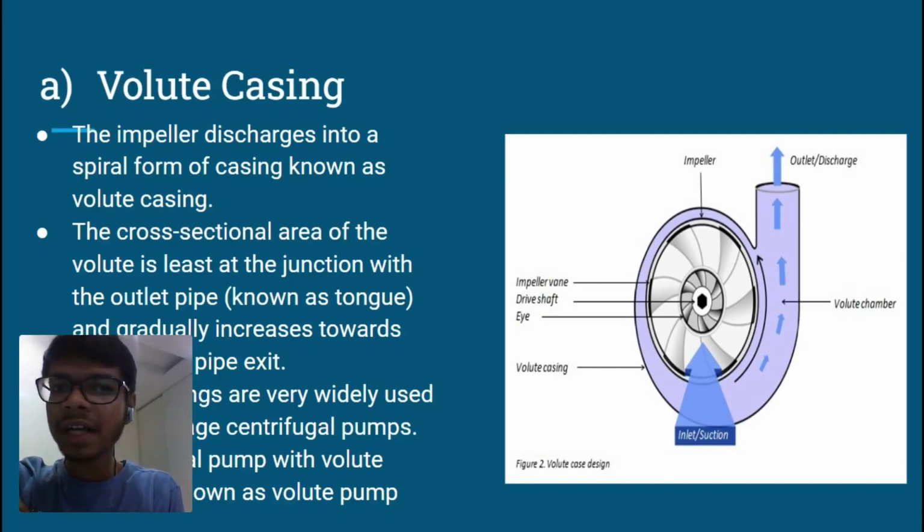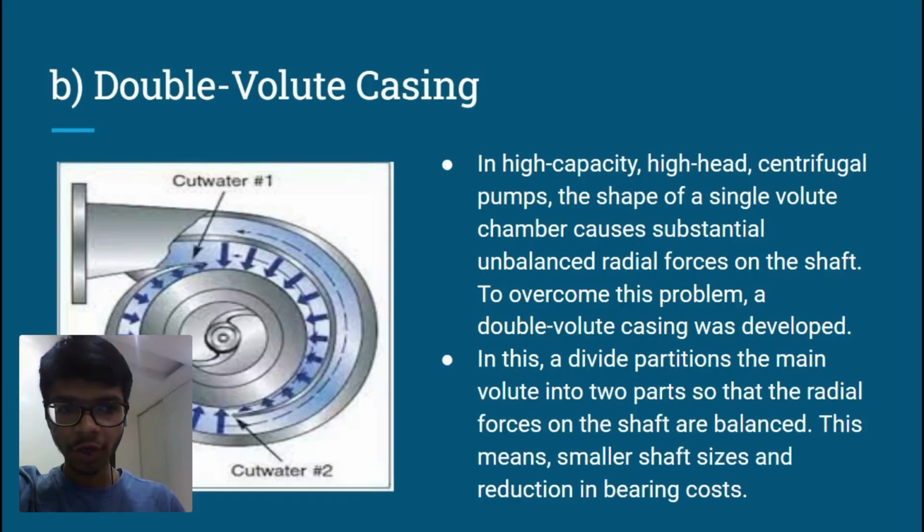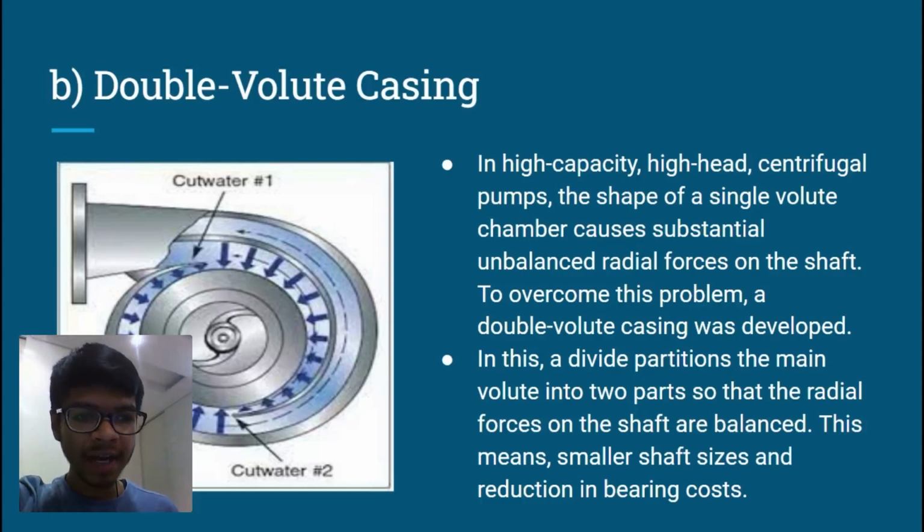Volute casings are very widely used in single-stage centrifugal pumps. And also a centrifugal pump with volute casing is also known as a volute pump. So that's about volute casing. Moving forward to the double volute casing. So usually in high capacity, high head centrifugal pumps, the shape of a single volute chamber causes substantial unbalanced radial forces on the shaft. So in order to overcome this problem, double volute casing was developed.